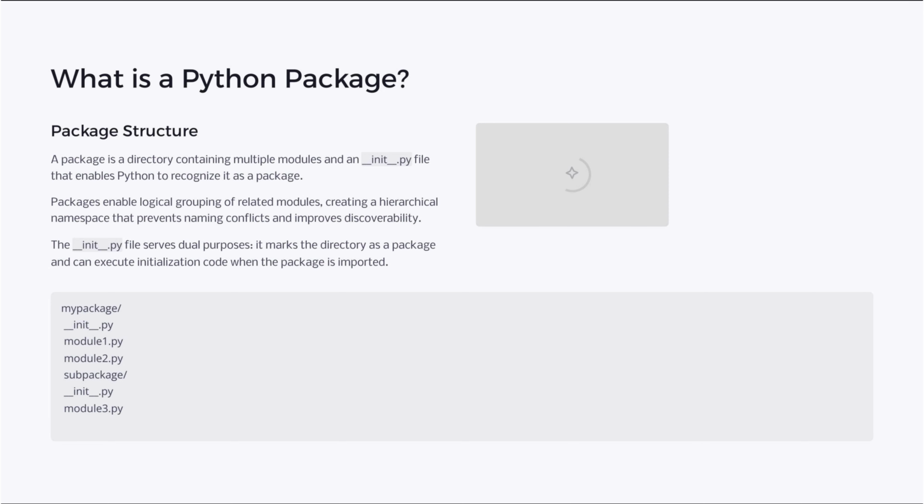A Python package is a directory with multiple modules and an __init__.py file, allowing Python to recognize it as a package. This structure groups related modules, creating a hierarchical namespace to prevent naming conflicts. The __init__.py file marks the directory as a package and can execute initialization code upon import.